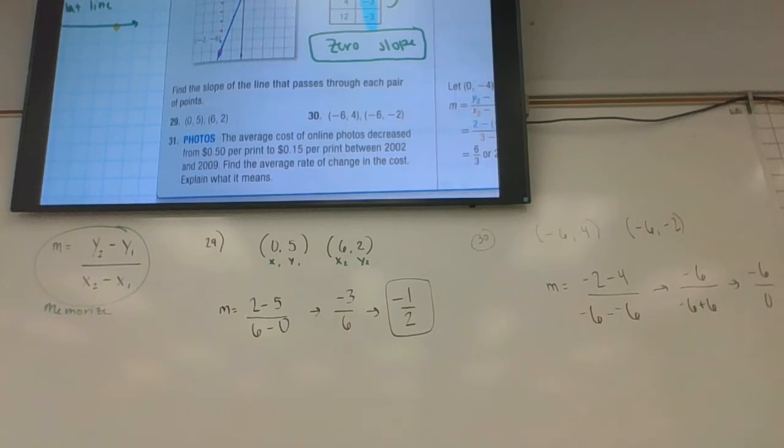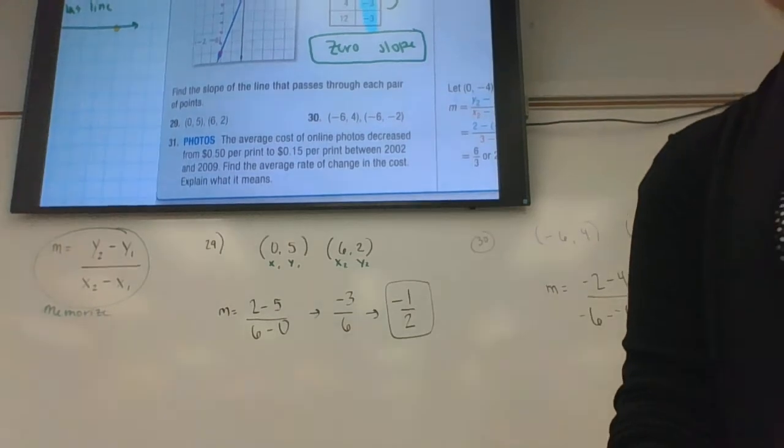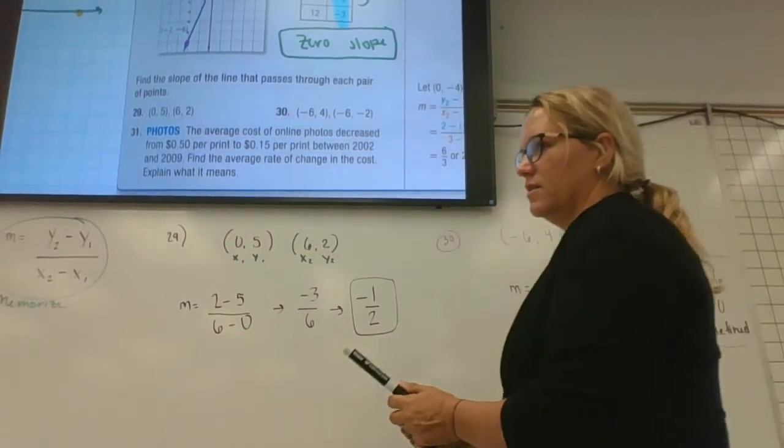So this means there is no run. This line is rising, rising, rising, rising, and never running. So this is like a cliff. This is an undefined line. There's no ground at all. It's undefined, the ground doesn't exist. When there's a zero in the denominator, you call it undefined. Correct.